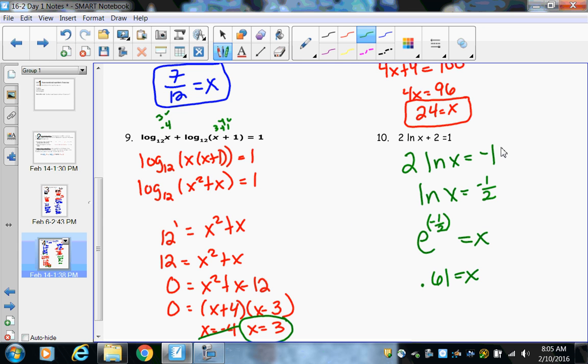The other way of doing it is from this point, after you move the 2 over. If you remember, your property says that the number out front is really the exponent, so you could then say, okay, well, that's really the natural log of x squared equals negative 1. So then you have that e to the negative first equals x squared. So then take the square root of both sides, and then type that in your calculator, and you'll still get the same answer. Personally, I think this is the easier method.